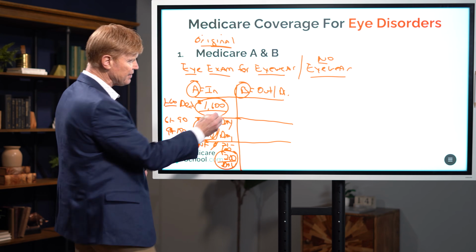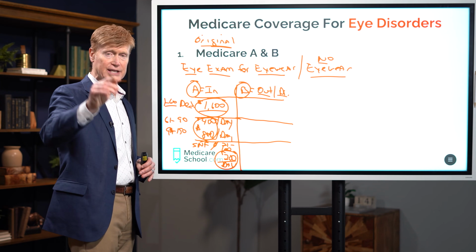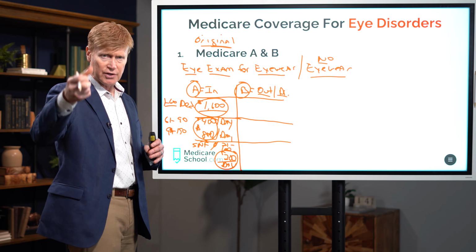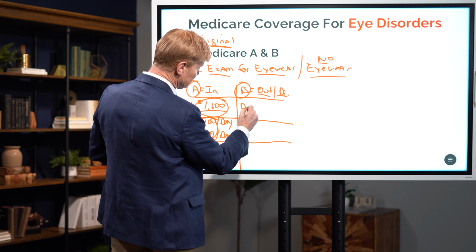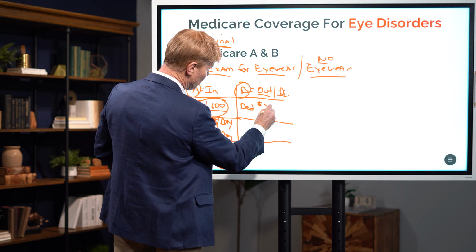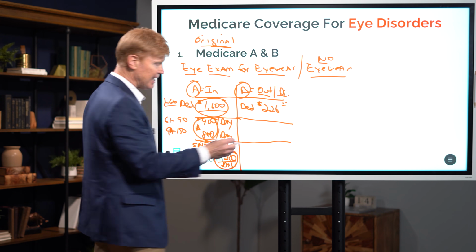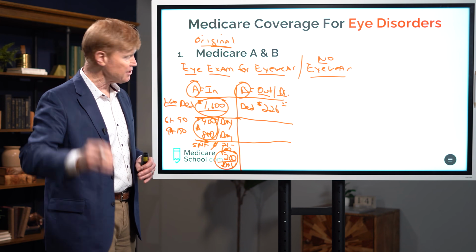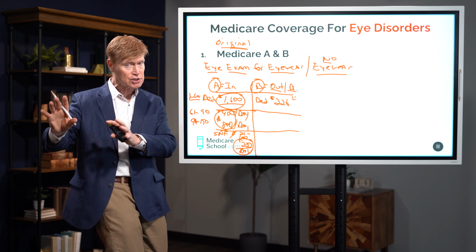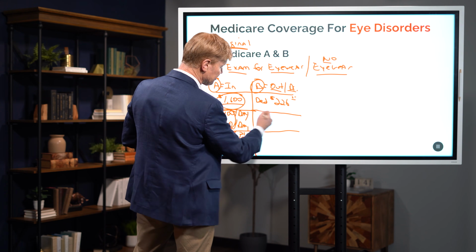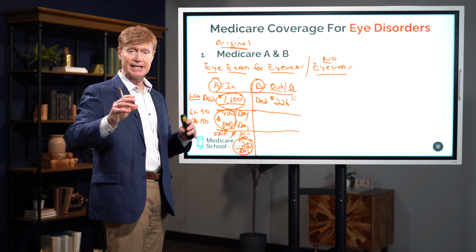On the B side, everything outpatient, all doctor services. Again, this is where most of your eye issues are going to be treated, on the B side of Medicare. And so what we have is a deductible on the B of $226 this year. And that deductible resets every January. Now, this deductible is once a year, while the deductible on the A side could be multiple times. So this just simply means that the first $226 is going to be out of my pocket.